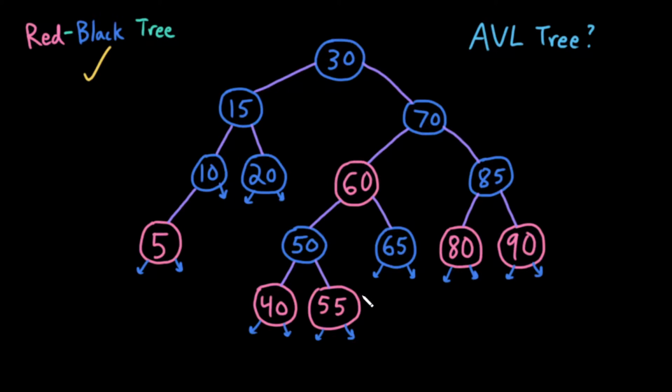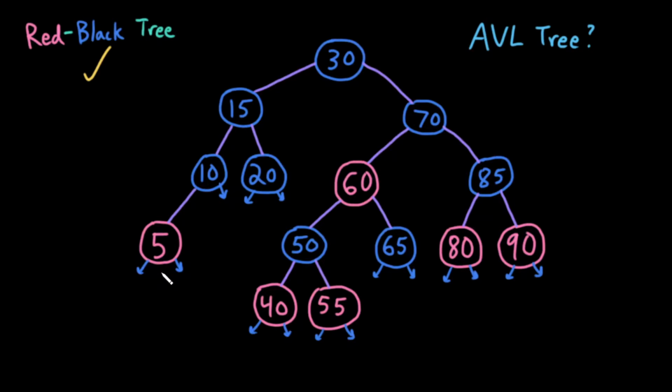So here's the same binary search tree, and we already showed that it's a valid red-black tree. But is it a valid AVL tree? Let's take a look. Remember, in an AVL tree, every single node has to have a balance factor of -1, 0, or 1. So let's go ahead and fill in all of the balance factors.